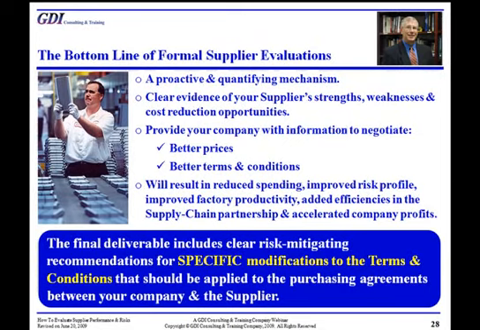terms and conditions. So a formal supplier assessment should result in reduced spending, improved risk profiles with their suppliers, much improved factory productivity as a result of reliability improvements, and everything that goes along with that, including the improved efficiencies and supply chain partnerships. The final deliverable always includes clear risk mitigating recommendations for specific modifications to the terms and conditions between your company and your supplier. And this is our recommendation.